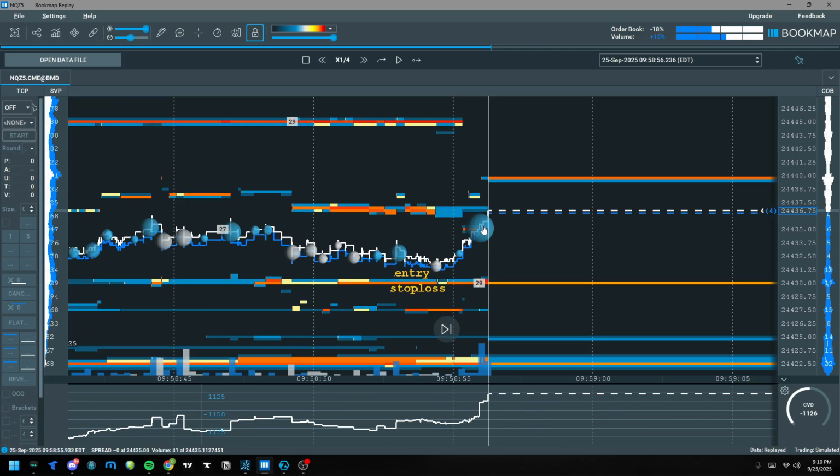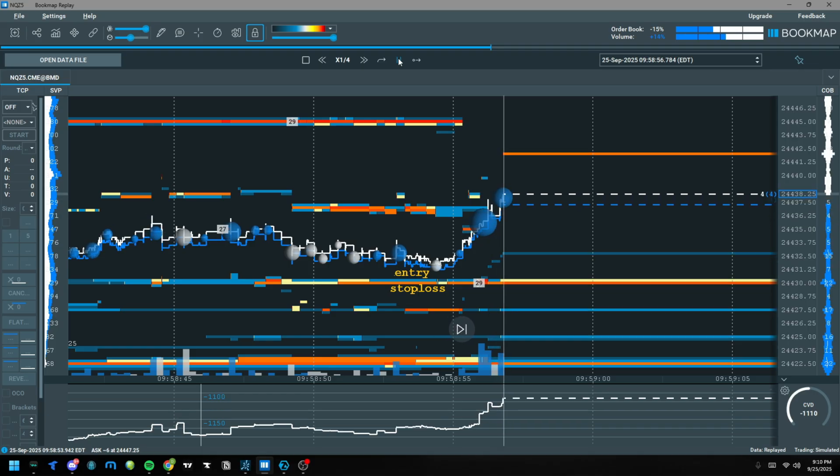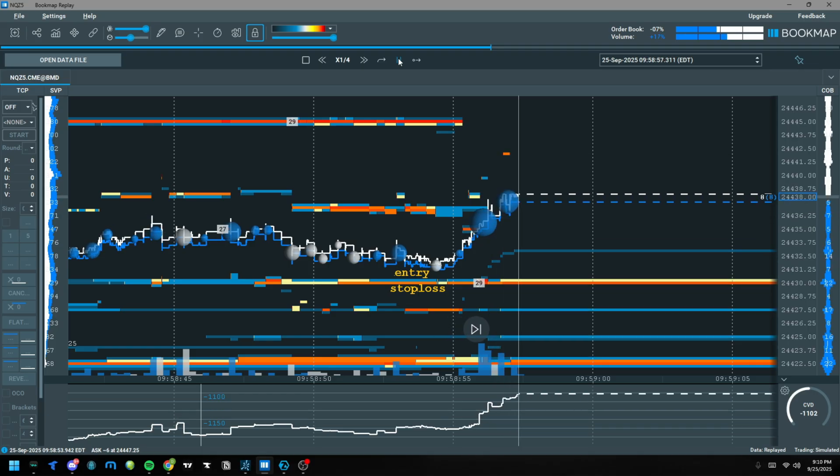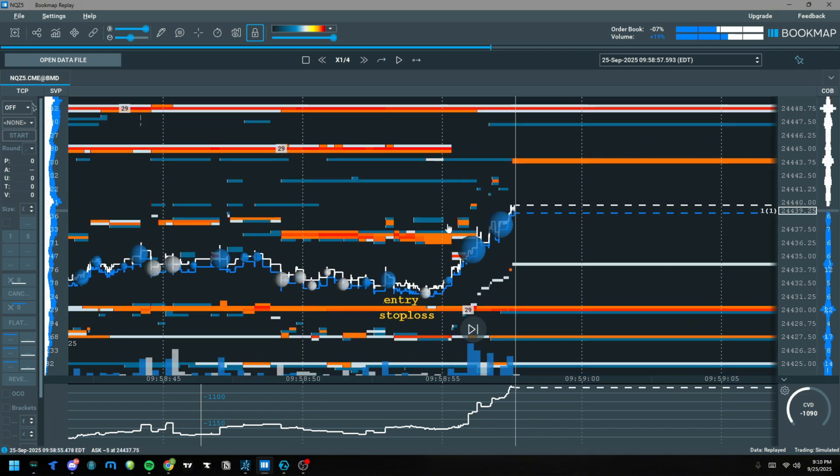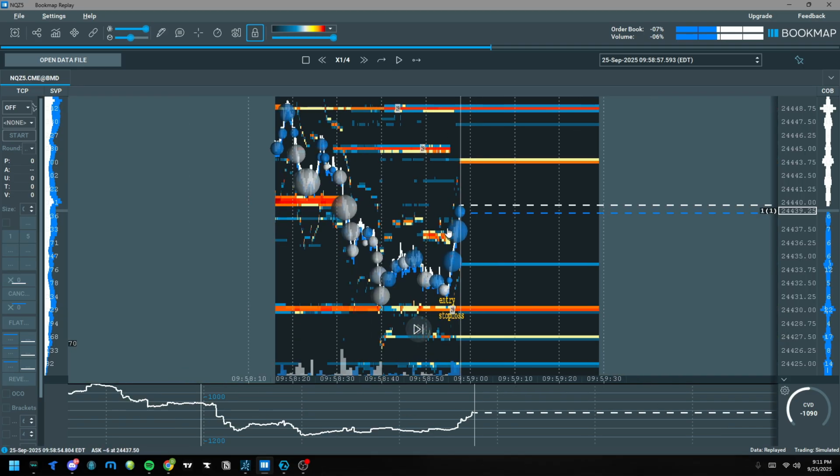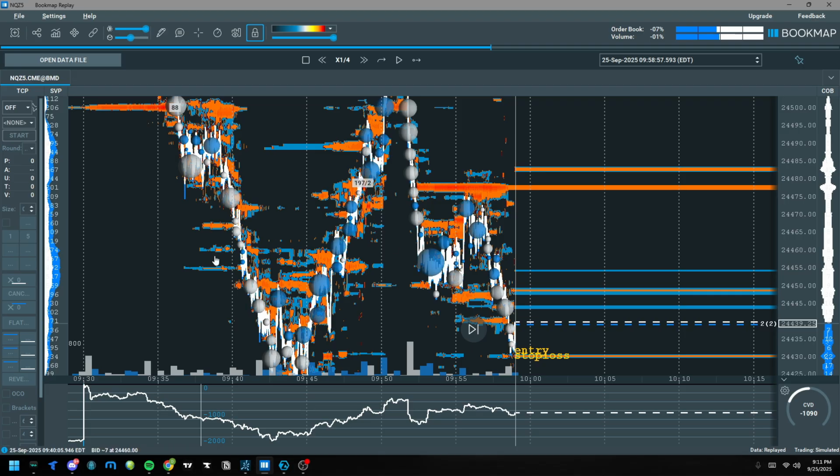So you can see this aggressive buyer bubble keeps increasing in size, and then price shows no signs of wanting to slow down. And as you can see, we fully pushed through this. So you could confirm that this level is where buyers are not going to get absorbed. Now, how would I go about setting my targets?